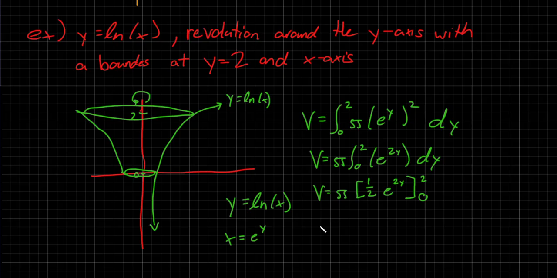Okay, I'm just going to take the 2 out front. So I have pi halves out front. Then I have e to the 4 minus e to the 0. What is anything to the 0 power? 1.